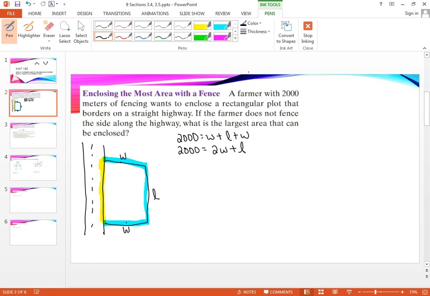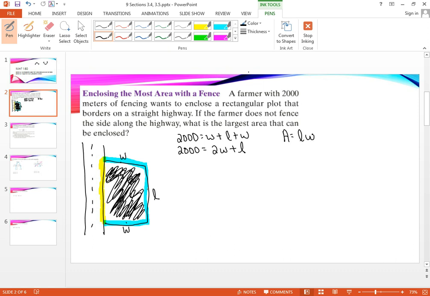Okay, cool. So the farmer doesn't want to fence the side along the highway. What's the largest area that can be enclosed? He's trying to figure out how much space he's going to have in here. What's the biggest space he can get? So again, clue in on that word largest. We're talking about area. We have a rectangle, and we want to find the biggest area, the largest area. So what do you know about areas of rectangles? Length times width, right?